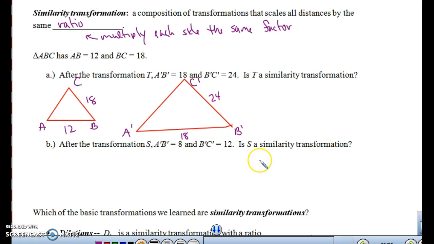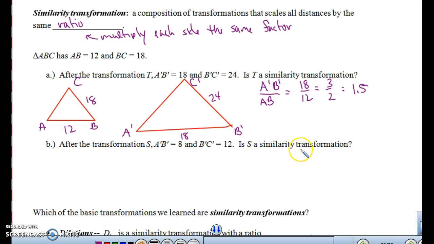So what we're going to do is compare this triangle side to this triangle side and see if the sides are in the same ratio. All right, so what did we multiply to get these? Well, let's divide to figure it out. We're going to do the ratio of A prime, B prime compared to AB. A prime, B prime is 18. AB is 12. If I divide this out, I get 3 over 2 or 1.5.